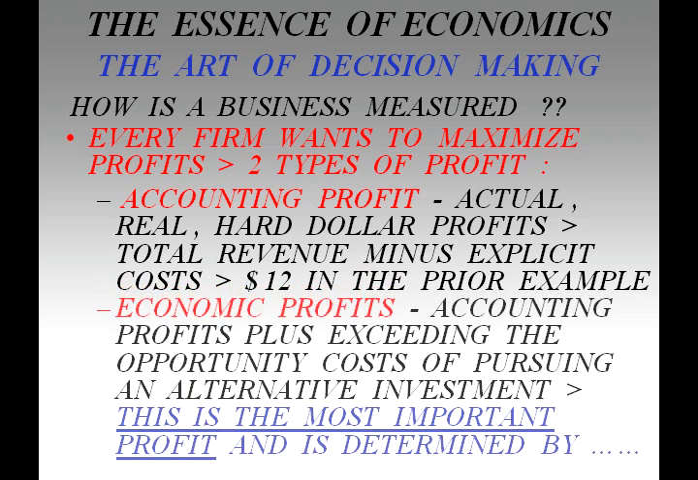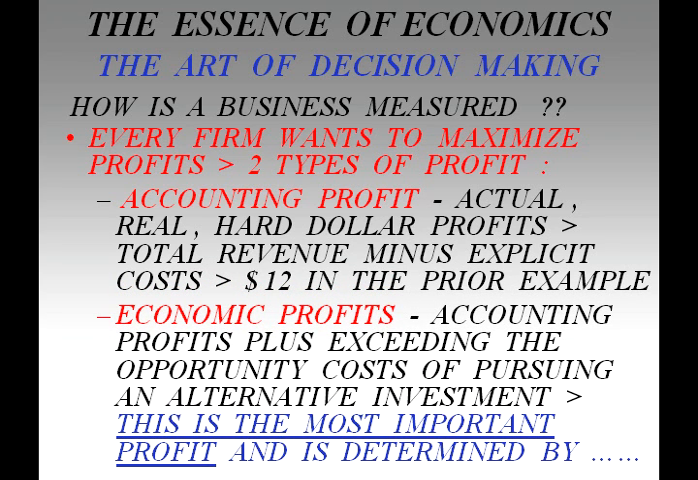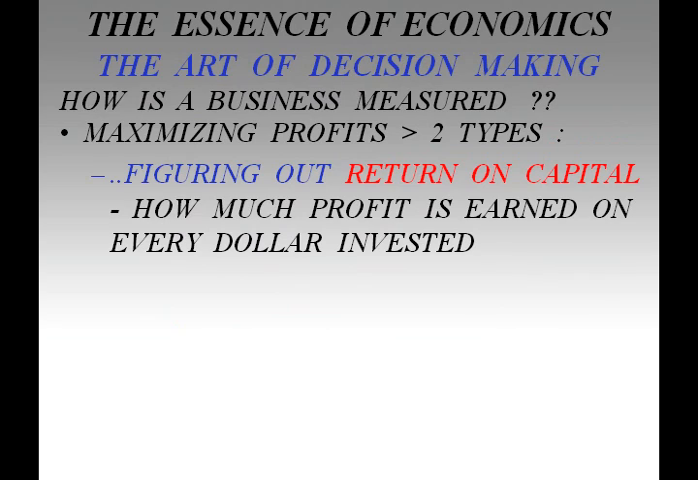Then there is a second type of profit. It's called economic profit. What economic profit is, is taking the accounting profit and subtracting from it the opportunity costs of pursuing an alternative investment. And this is the most important type of profit. Economic profit is determined by figuring out return on capital. Return on capital is how much profit is earned on every dollar that's invested.